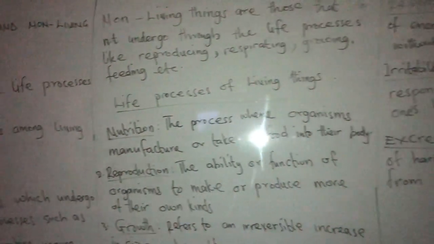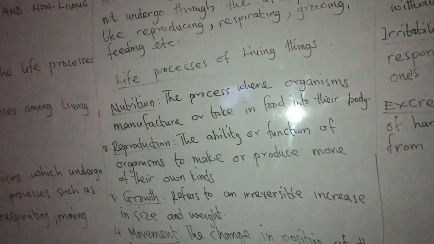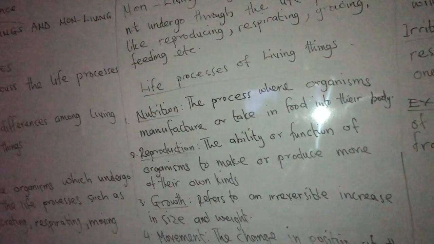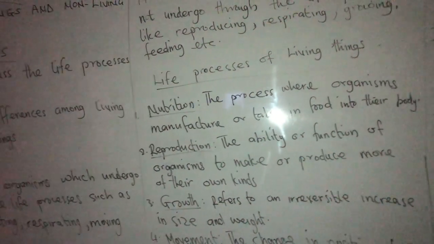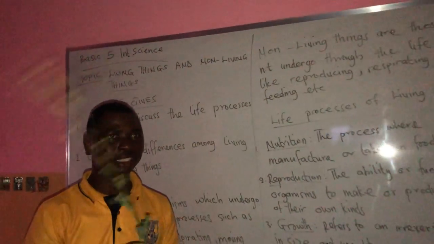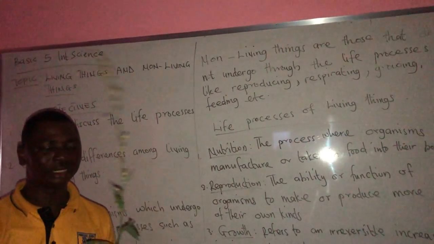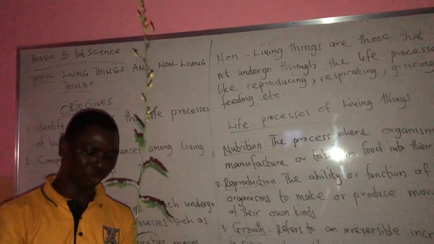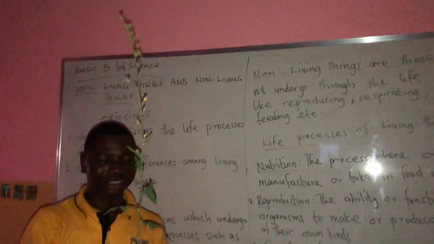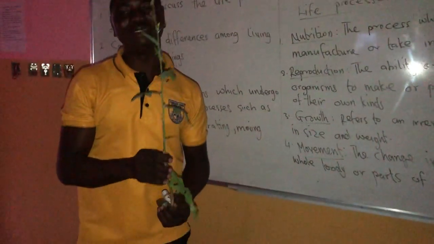Now, let's quickly move to the life processes that we are talking about. Before we move on, look at the plant. You see that it's shaking. Since I'm shaking it, it is moving part of its body. And this tree also grew. Look at it, it was smaller. It has grown to this stage. So that means the tree or this plant is a living thing.